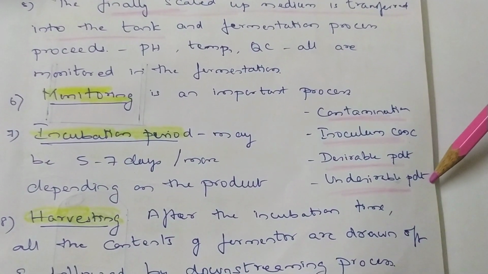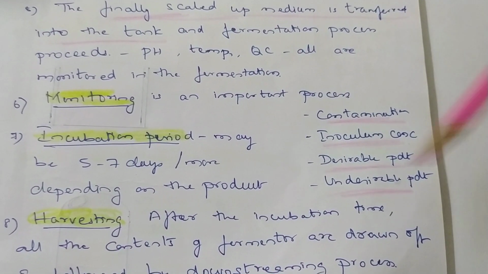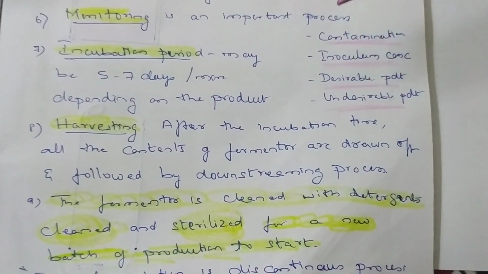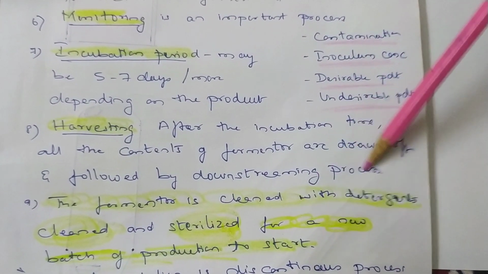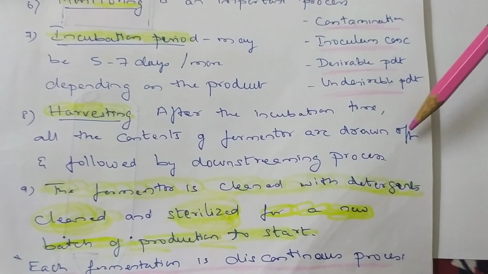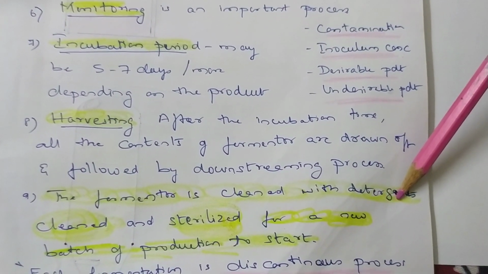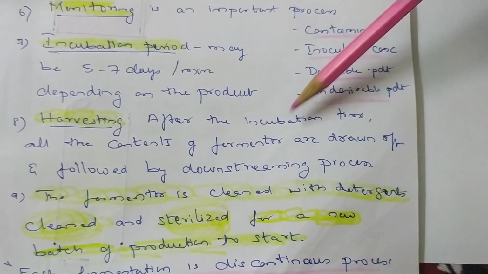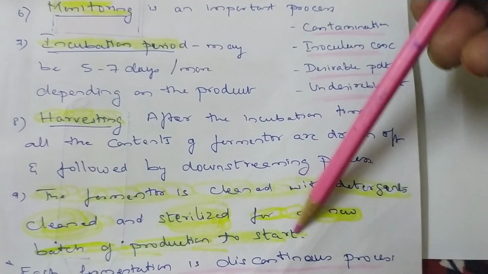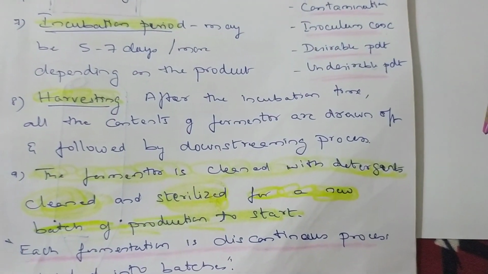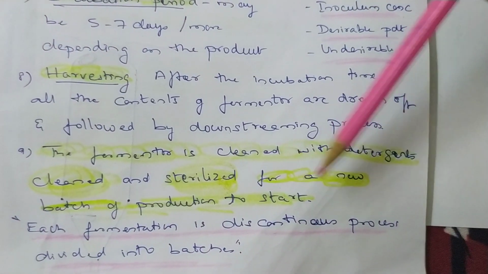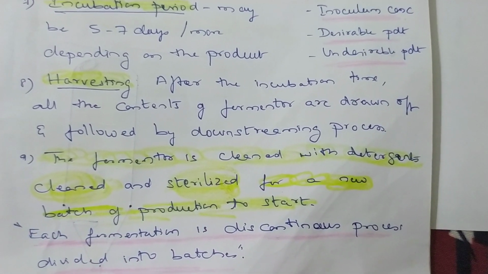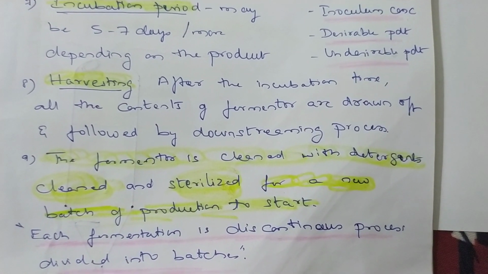The incubation period depends upon the type of the product anyway. Harvesting is an important part. After incubation, we have to go for harvesting and then go for the downstream process. Please keep a note of this. Whenever you talk about a batch fermenter, after harvesting the fermenter is completely cleaned, sterilized, and then goes for the next batch of production to start. That means each fermentation is a discontinuous process divided into many batches. So every batch is to be monitored. Every batch is different. That's what it means.